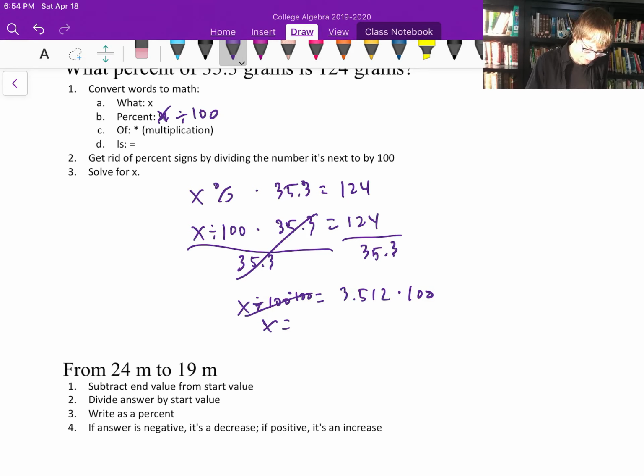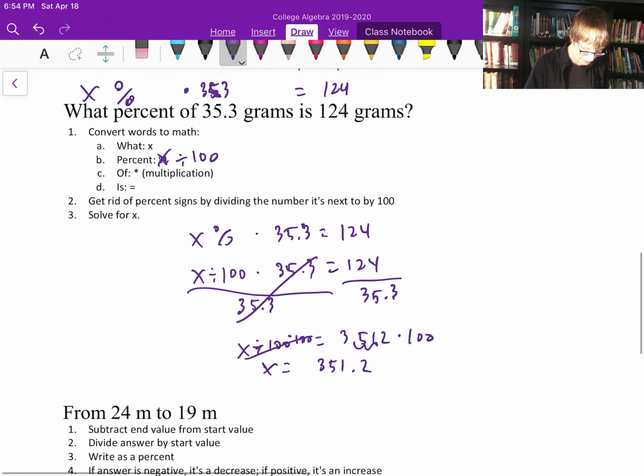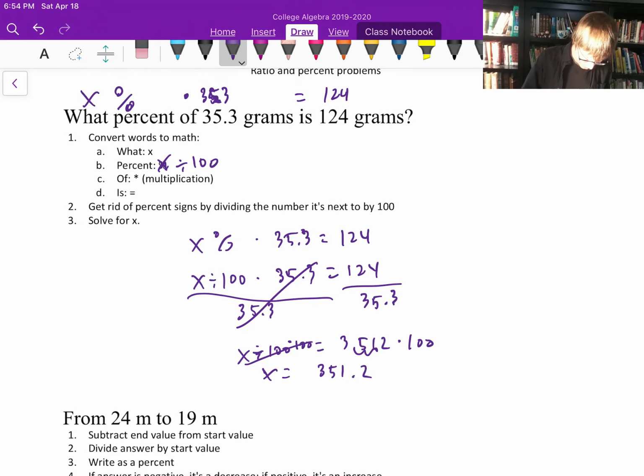I just move the decimal place over 2 times. And we get 351.2. Okay, and that's our answer. 351.2, that is the answer. If you want to be fancy, you could say 351.2 grams. And in fact, that's a little more official because they gave you grams.